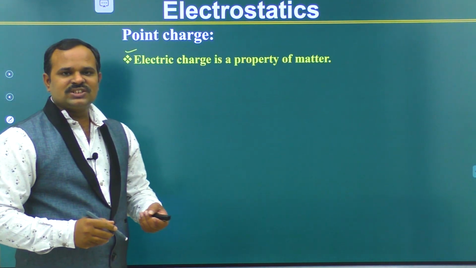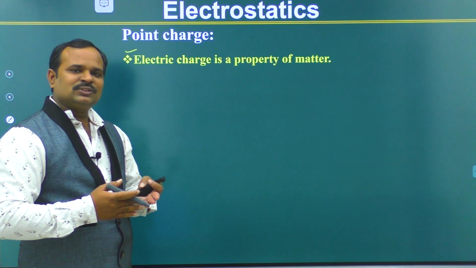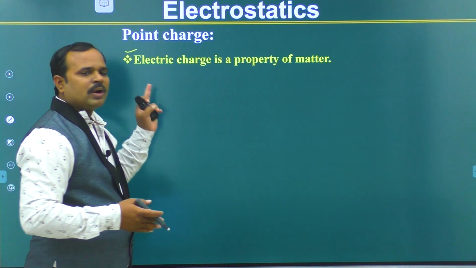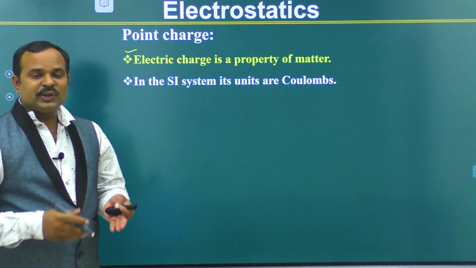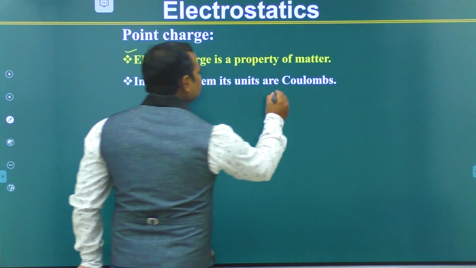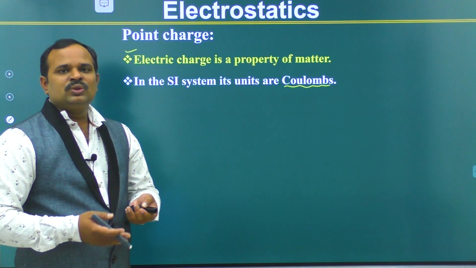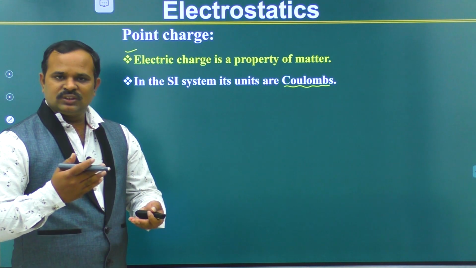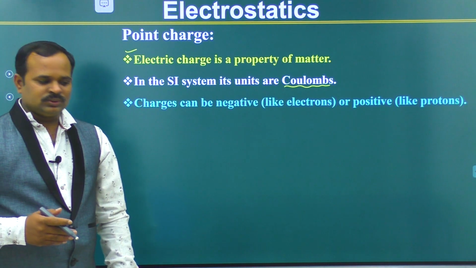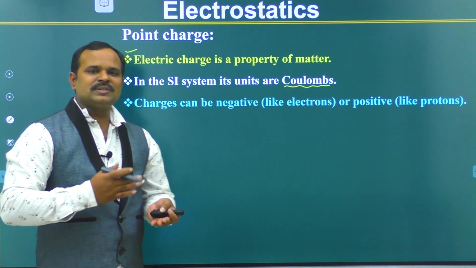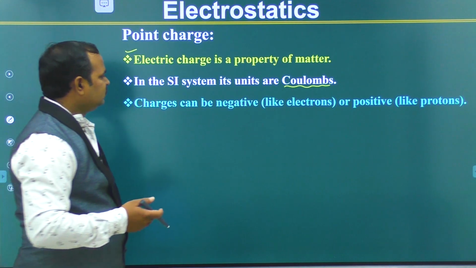So electric charge is a property of matter. Like mass, volume, this is also a property of matter. In SI system, the unit of charge is coulombs. The charge of electron is equal to 1.6 into 10 power minus 19 coulombs. The charge can be negative, charge can be positive. That means there are two different types of charges: a negative charge and a positive charge.